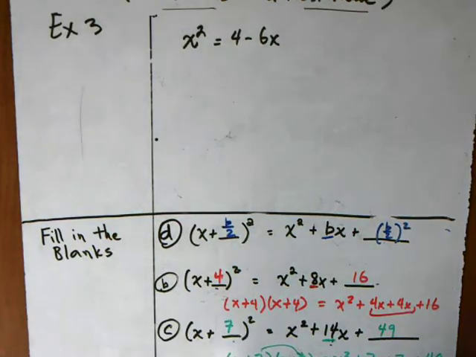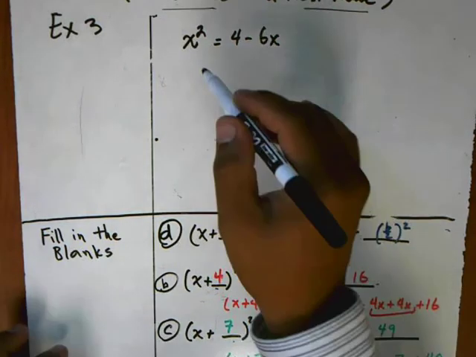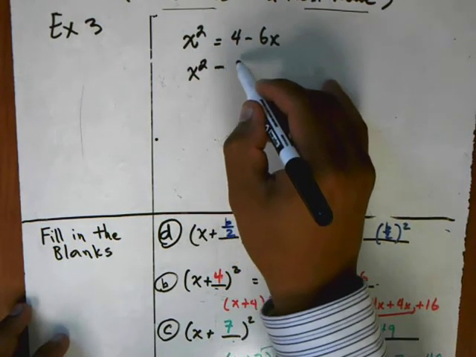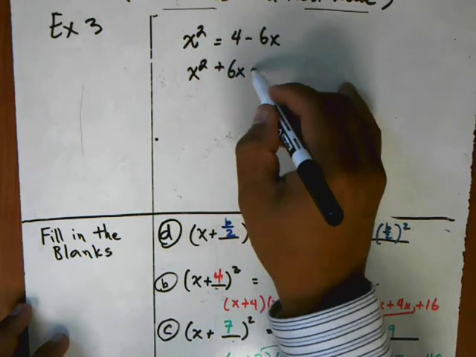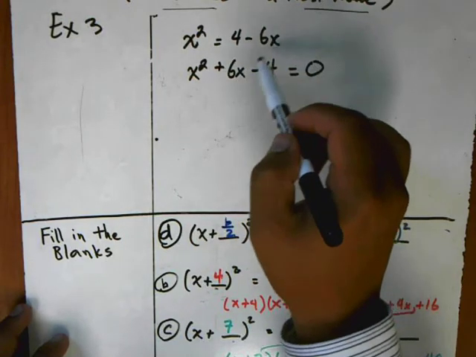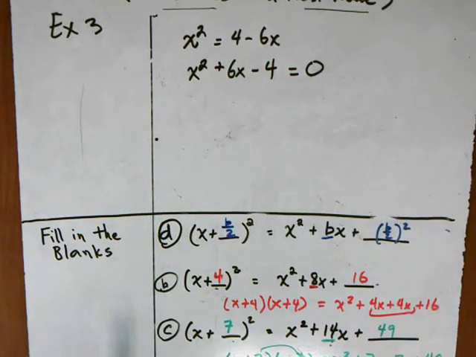Okay, so we have an example here: x squared equals 4 minus 6x, and we want to solve for the variable. We'll start by proceeding like we did in example 1. Let's just move everything to one side. So I move negative 6x to this side, I get positive 6x. Move 4 over, I get negative 4. Set that equal to 0. And let's try to factor.